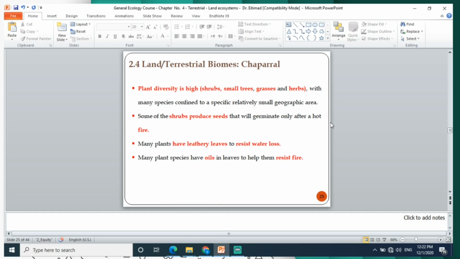Also, they have a diversity of plants and animals, plants like shrubs, small trees, grasses, and herbs, with many species specific to the coastal area. And some of the shrubs also produce, as an adaptation, seeds that can germinate after fire. Many plants are also adapted by having leathery leaves to resist water loss, and some of them have oils in their leaves in order to help them resist fire.